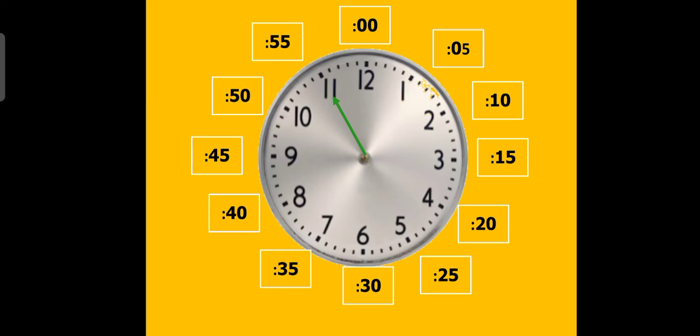That means if the long hand is on 1, we have 5 minutes. If the long hand is on 2, it means we have 10 minutes. In the next, we have this example. The short hand moves to 3, and the long hand is on 12. So when we want to write it in digital, we have 3 hours and 0 minutes.